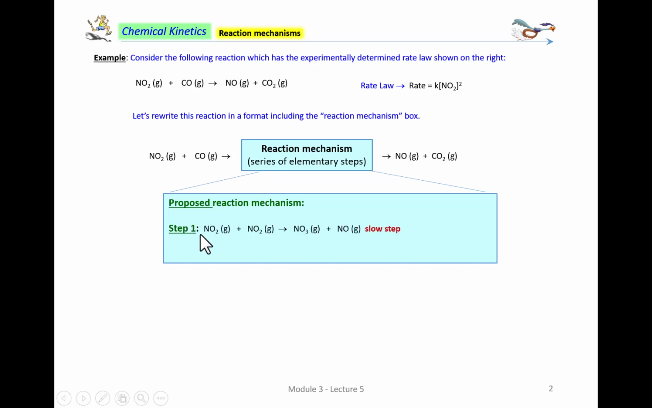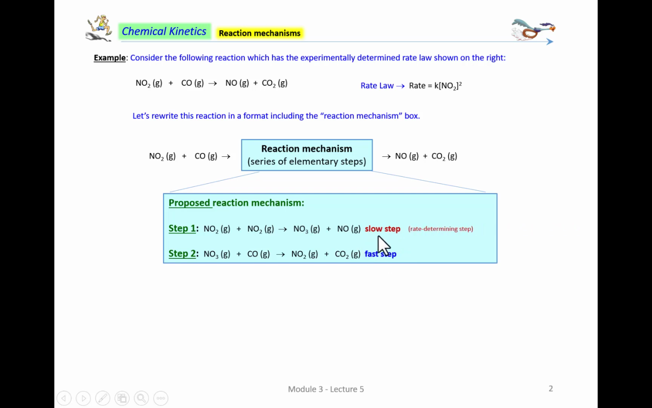In step 1, we are going to propose that two NO2 molecules collide with each other and form something called NO3, or at least with the formula NO3, and NO, and that this is a slow step. And in step 2, the CO, which we seem to ignore in the first step, reacts with what was formed in the first step, NO3, to form NO2 and CO2, and we'll say that this is a fast step compared to the first step, which we say is slower, so we call it the slow step.